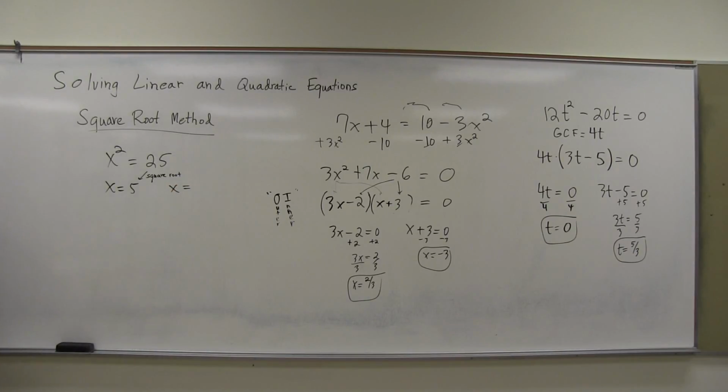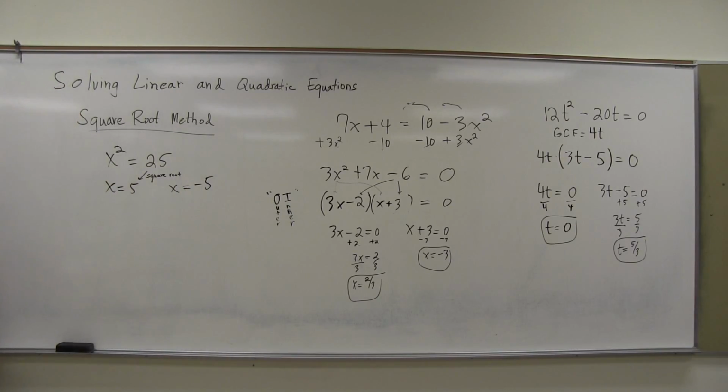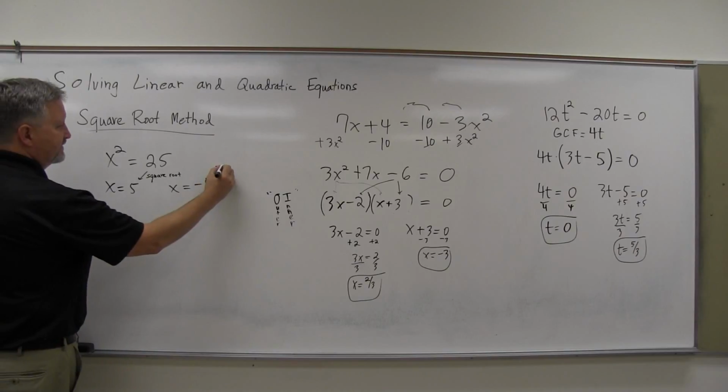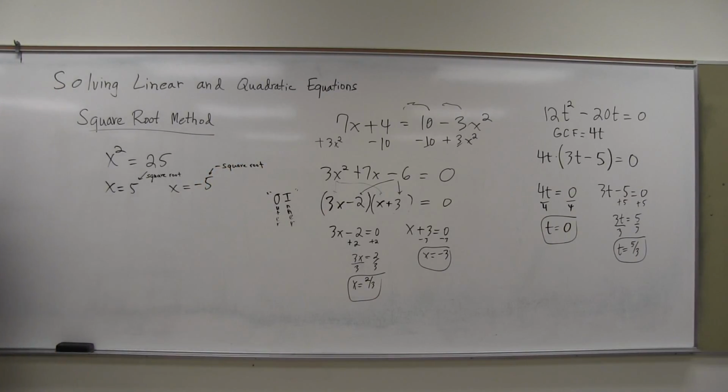However, it's an x squared, so there's two answers. The other answer, if you think about it, if I plug in a negative 5, that would also solve that equation, because negative 5 squared, negative times negative gives you positive 25. So negative 5, of course, is the negative square root of 25. So that gives you a key there to what this square root method is.